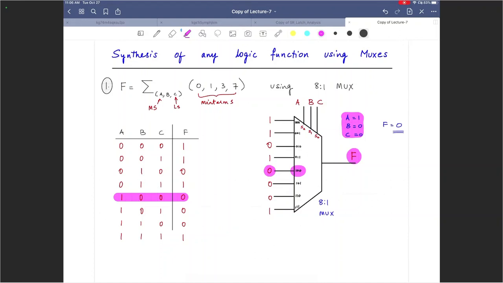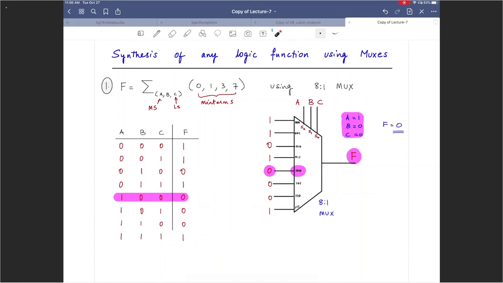All right, so if I have a three input situation, and I am asked to synthesize that function using an 8 to 1 mux, all I need to do is take the output column of the truth table and use it as the eight inputs. The inputs to the function itself are used as select lines, and the output of the function is the output of the mux. As simple as that.